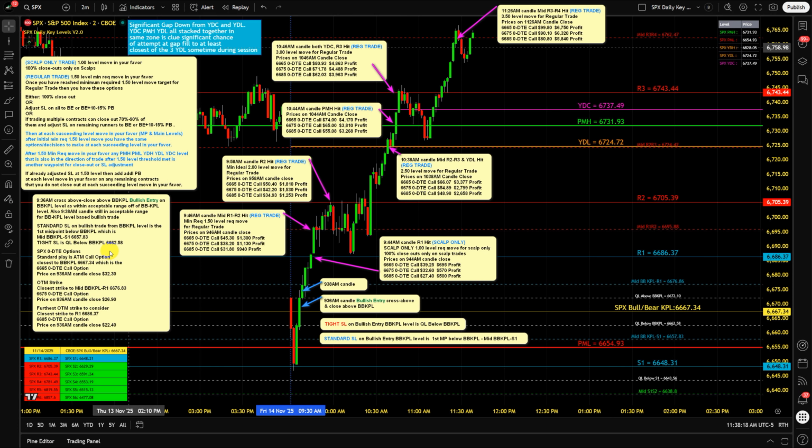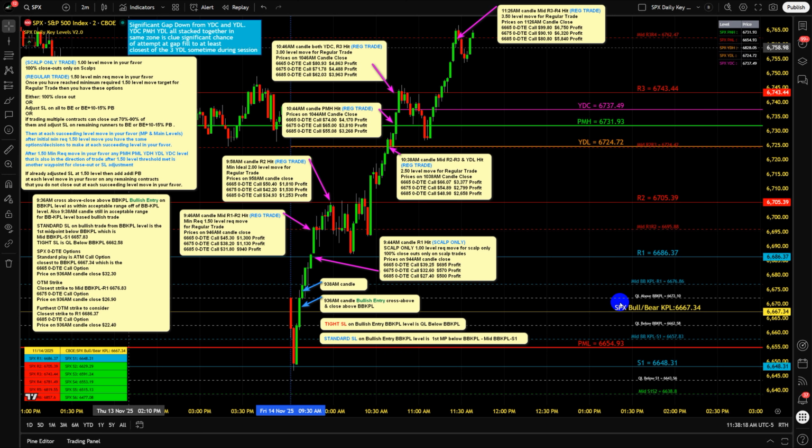Now keep in mind that when you have your trade entry, your initial stop loss on your trade entry is level based. So on this trade entry, our tight stop loss on this entry is the QL below the level we're trading, QL below BBKPL. Our standard stop loss, if you prefer using that, is going to be the first midpoint below the level you're trading on the bullish trade, mid BBKPLS1.